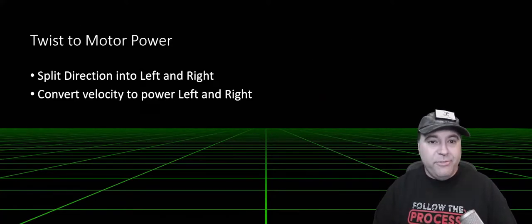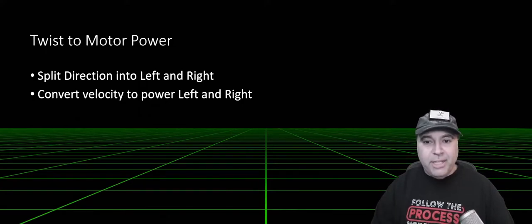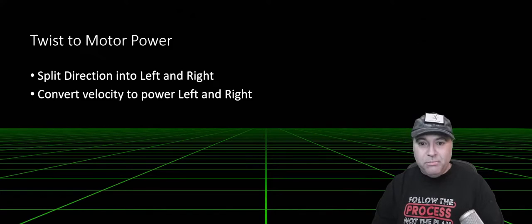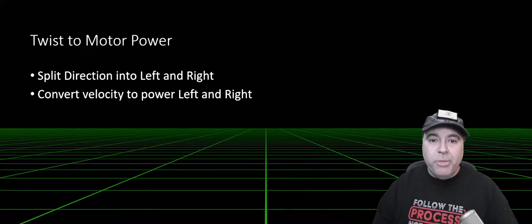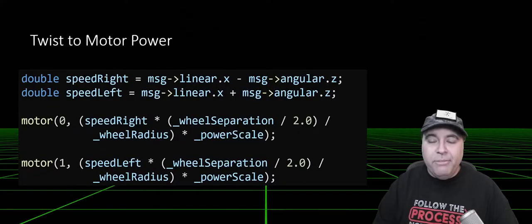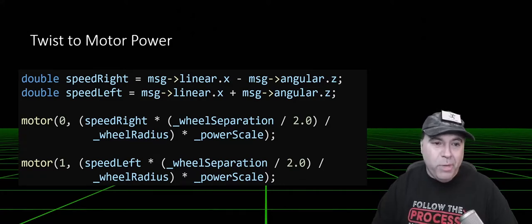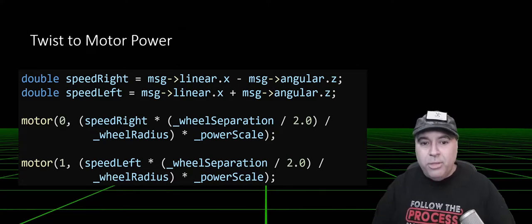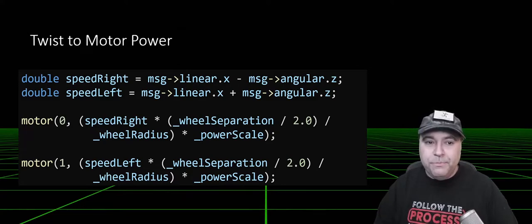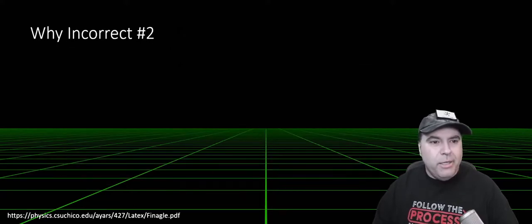Okay, so the objective of our motor controller now is to split a given command velocity into a left speed and a right speed. That speed we have to convert to power levels. So the formula we're using for that is combining the linear speed and the angular rotation plus the wheel separation and wheel radius, which will give us a power level for the motor. Now I know what you're thinking here. I have a meters per second and radians per second. Is this really the right formula? Well, let's talk about incorrect number two.